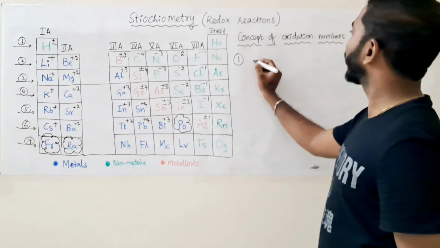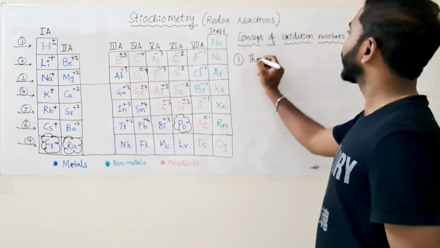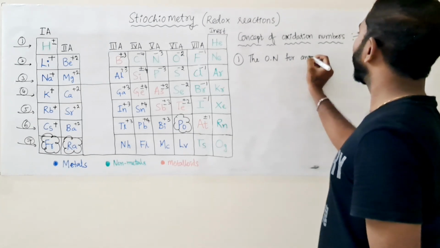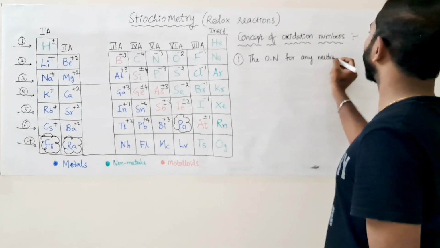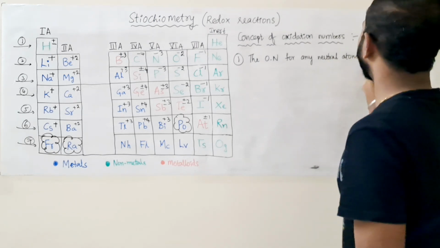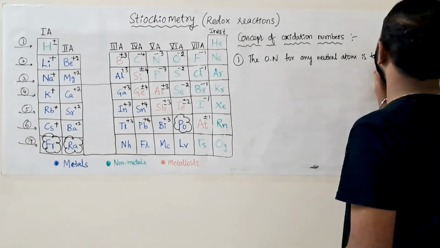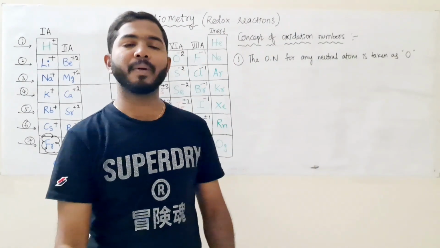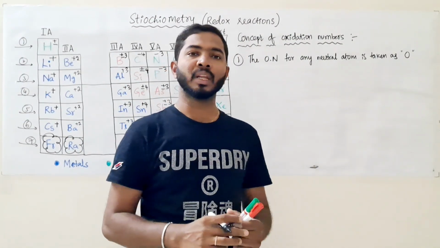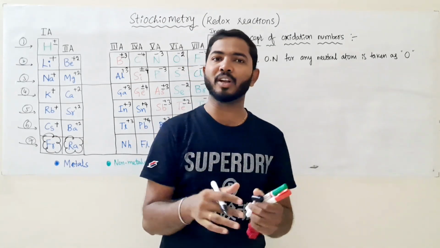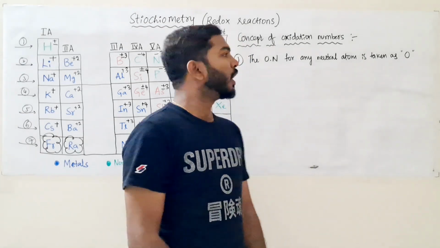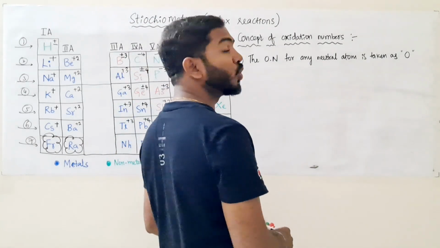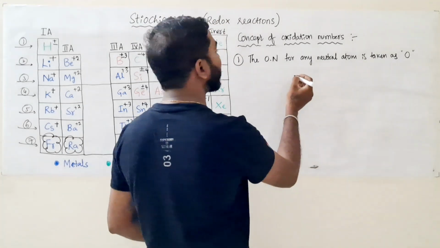The first point is the oxidation number for any neutral atom. The oxidation number for any neutral atom is taken as 0. Yes, this is fixed. It could be any kind of neutral atom. Irrespective of metals, non-metals, or metalloids, the oxidation number of any neutral atom is taken as 0.